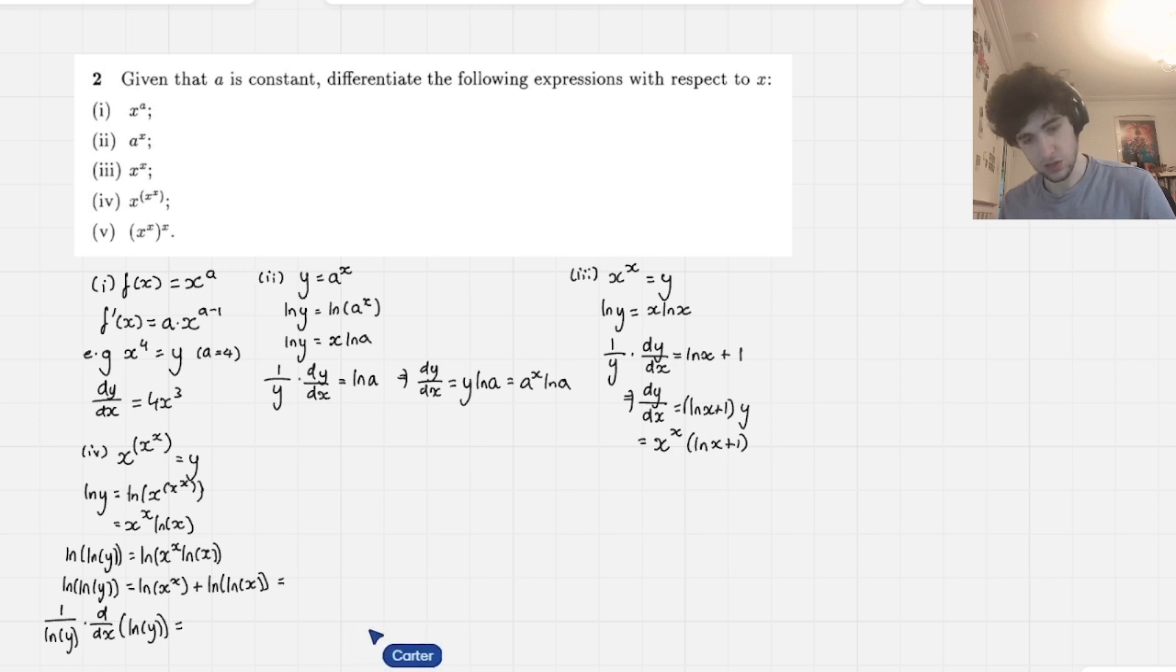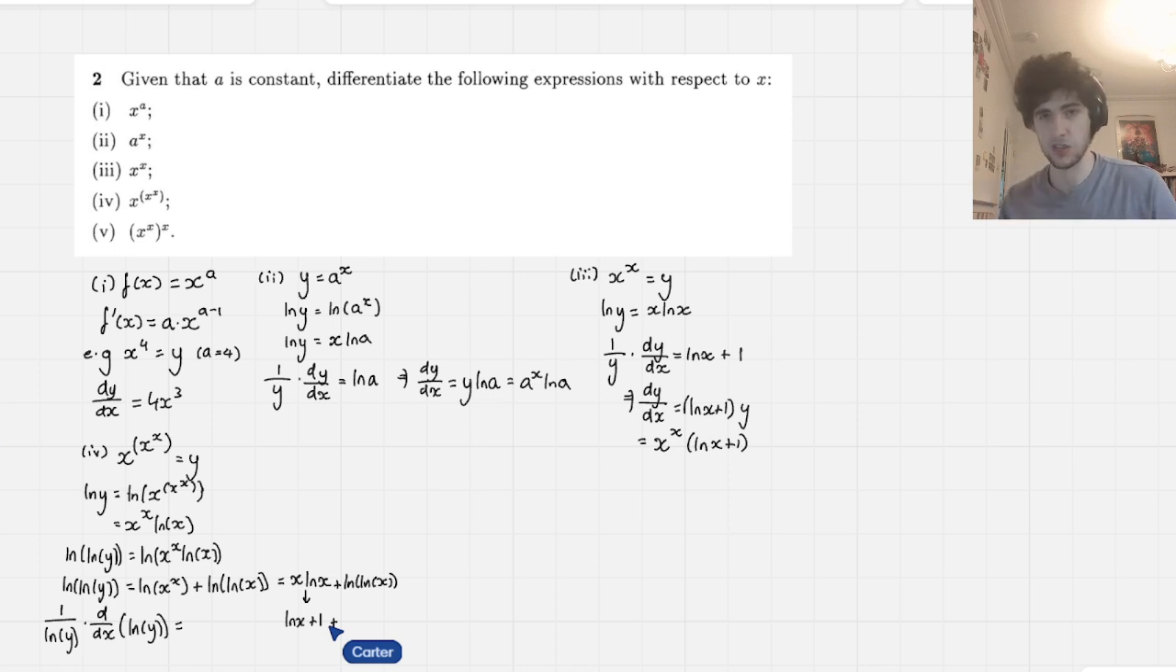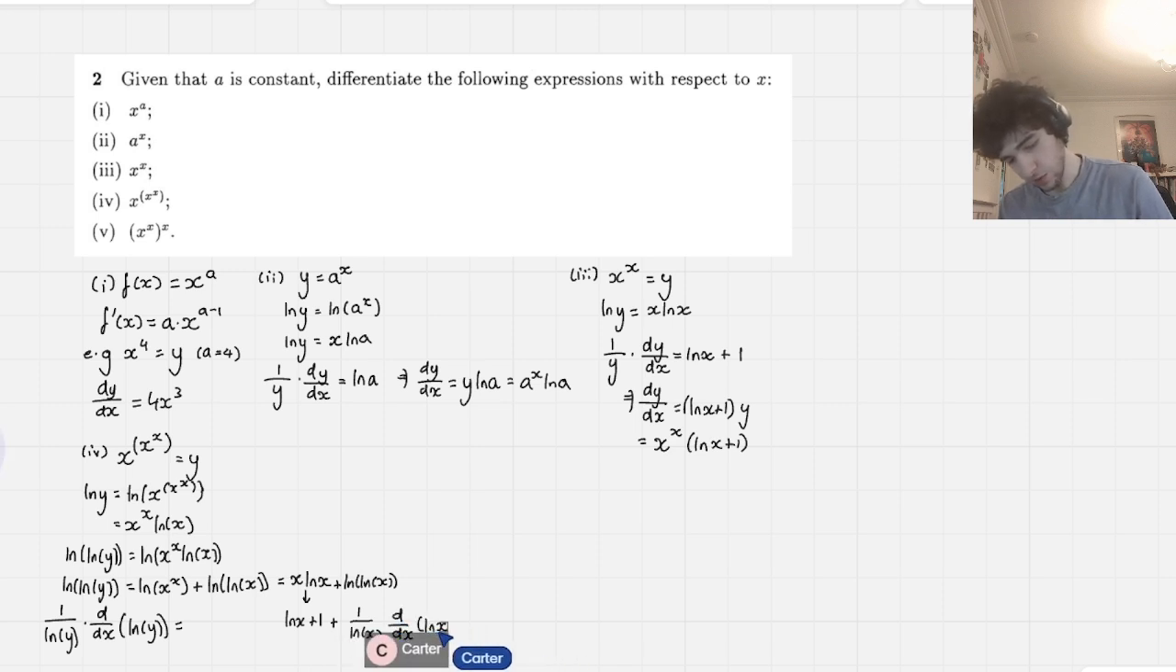So let me just write this over here. This is just equal to x ln x add ln of x. Well, x ln x, the derivative of that is just ln x add 1 from before. Derivative of ln of x, well, that's similar to ln of y, except it's a little bit easier because x is not a function of anything. It's what we're differentiating with respect to, so it's our independent variable. It's still chain rule, so I have to do 1 over ln of x multiplied by d/dx of ln of x, which is just 1 over x.